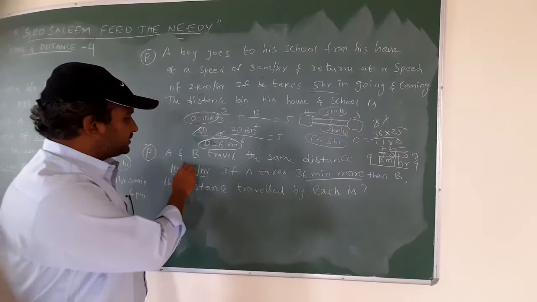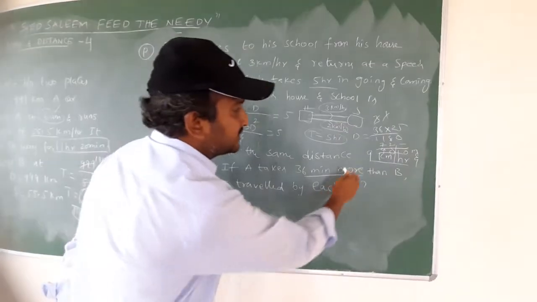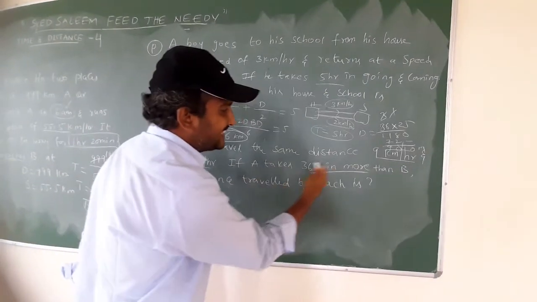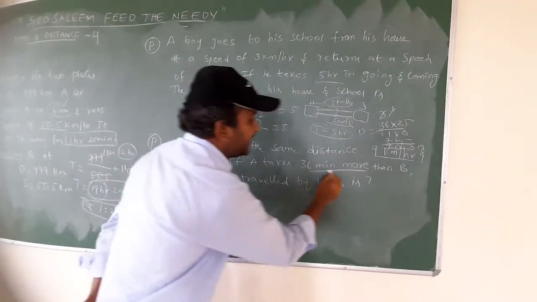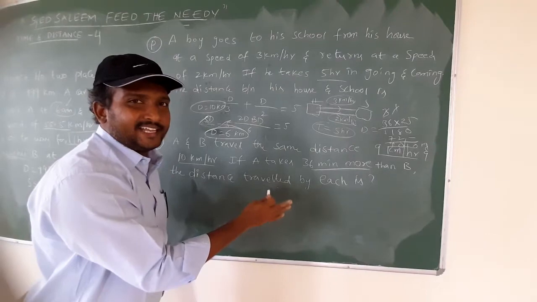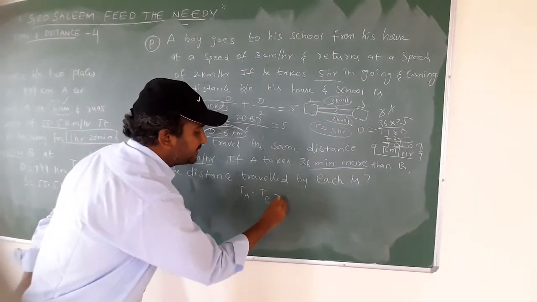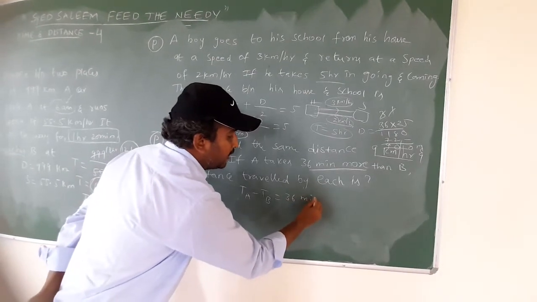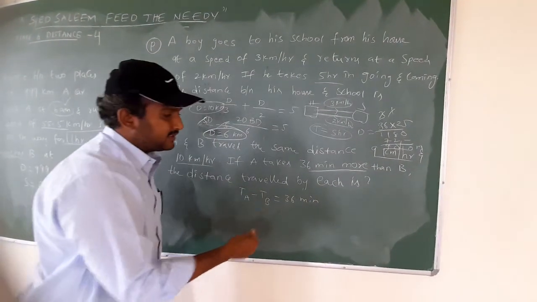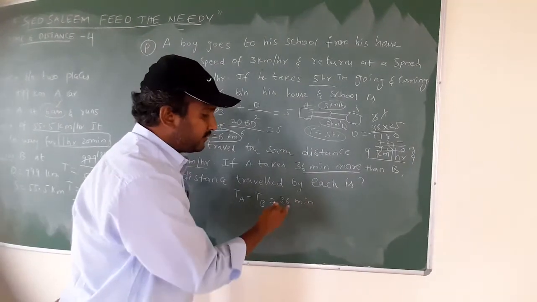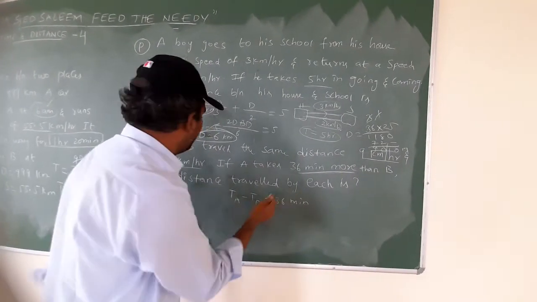Now coming back to this: A and B travel the same distance, at 9 km per hour and 10 km per hour. If A takes 36 minutes more than B, observe very carefully what they are saying, that A takes 36 minutes more than B. TA minus TB is equal to 36 minutes. I am converting minutes into seconds. Why? I will tell later.